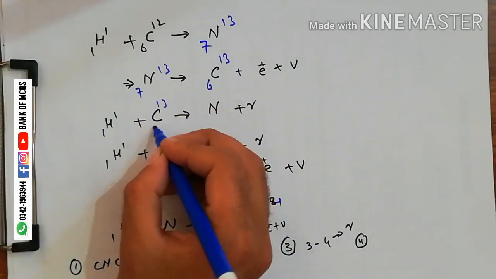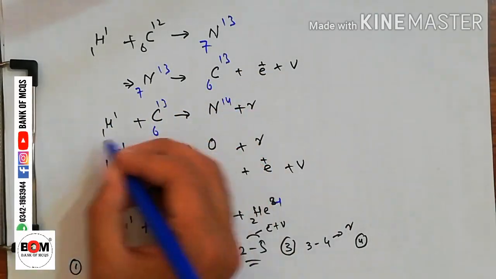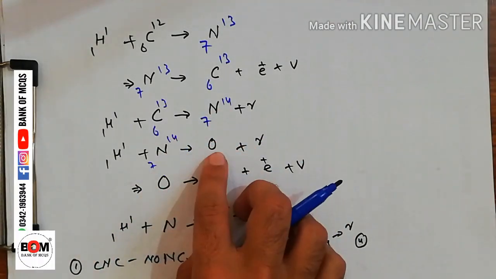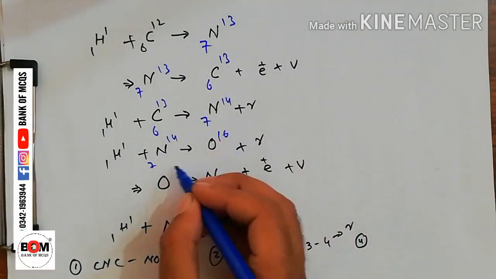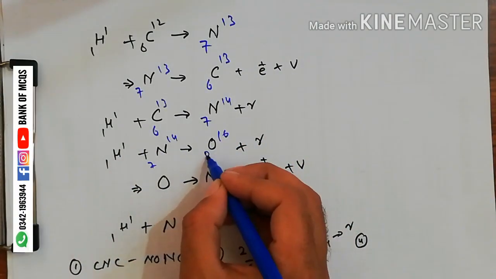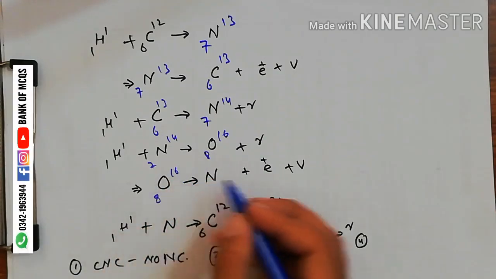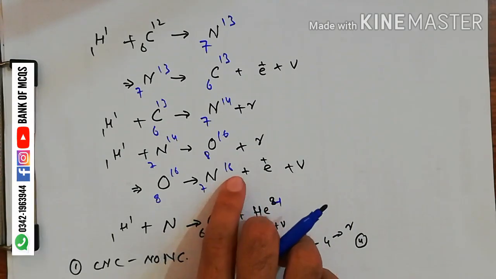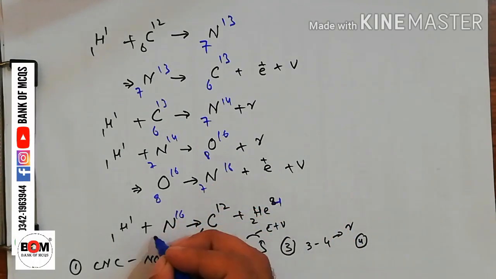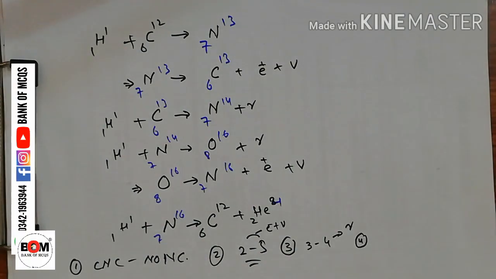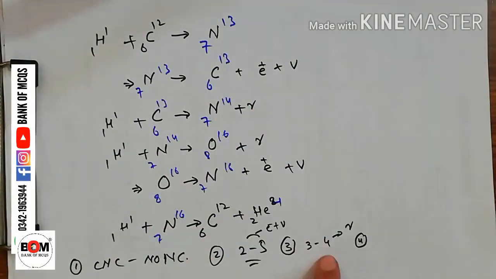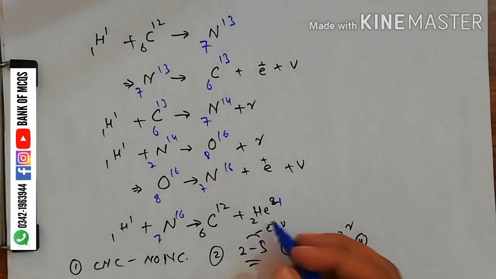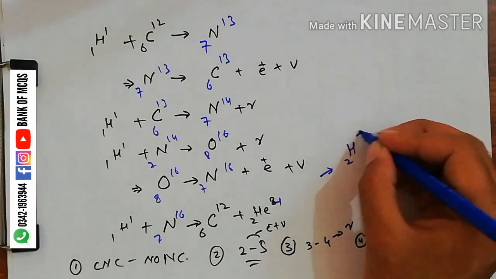So now 13 plus 1 is equal to 14, 6 plus 1 is equal to 7. Now in the next step, 14, 7 is converted into oxygen, so 14 plus 1, 15, and 7 plus 1 is equal to 8. Now oxygen breaks, so 8 will become 7 and 15 remains the same, because the atomic number changes, the mass number never changes. So N15 plus hydrogen gives us carbon and helium. The mass of the product minus the mass of the reactant, the result is again the formation of an alpha particle.